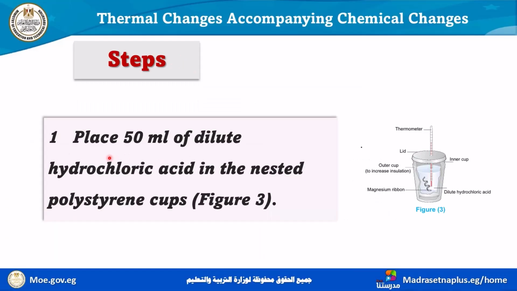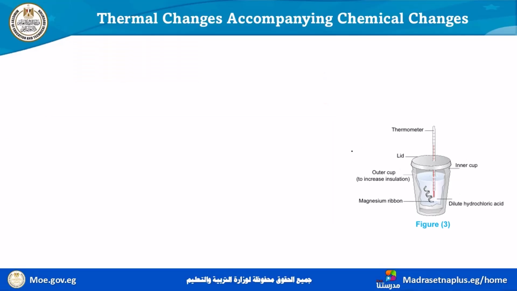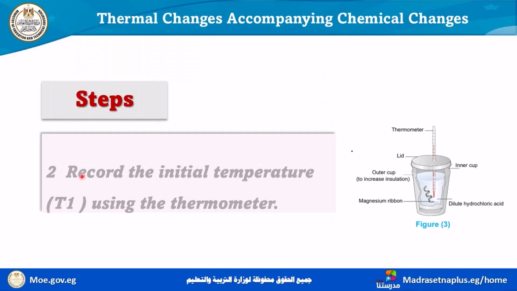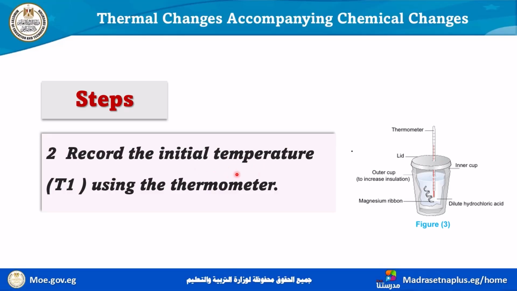Our first step, place 50 milliliters of dilute hydrochloric acid in the nested polystyrene cups as shown in figure 3. Our second step, record the initial temperature T1 using the thermometer. So this is our second step. We are going to record the initial temperature T1 by using the thermometer.